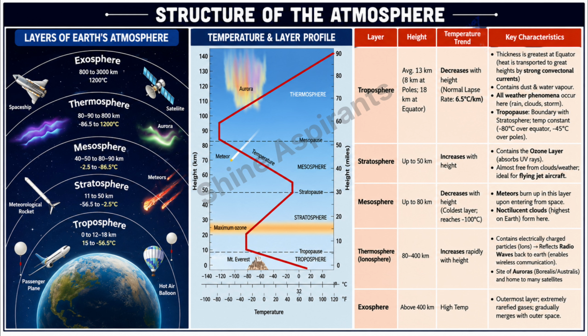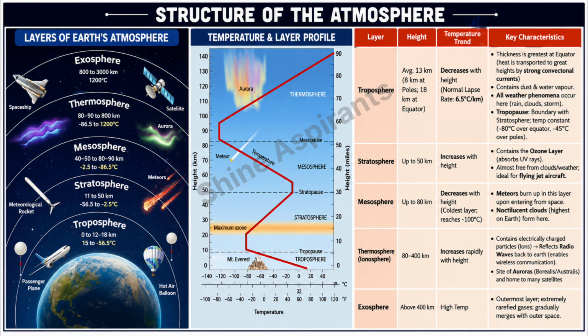Layer 4, Thermosphere, Ionosphere. Height 80 to 400 kilometers. Temperature trend increases rapidly with height up to 1200 degrees Celsius. Key characteristics. Contains electrically charged particles called ions. Reflects radio waves back to Earth, enables wireless communication. Site of auroras, Aurora Borealis in Northern Hemisphere and Aurora Australis in Southern Hemisphere. Home to many satellites.